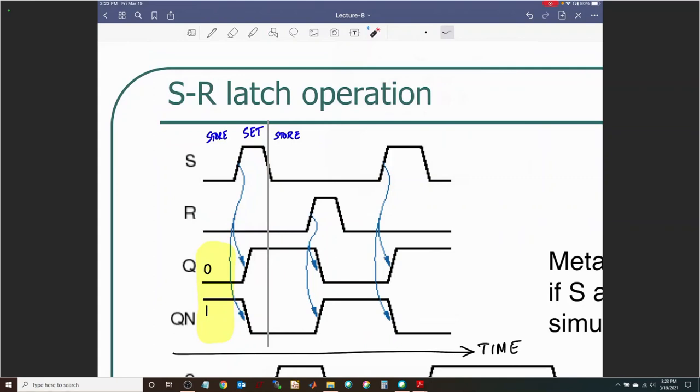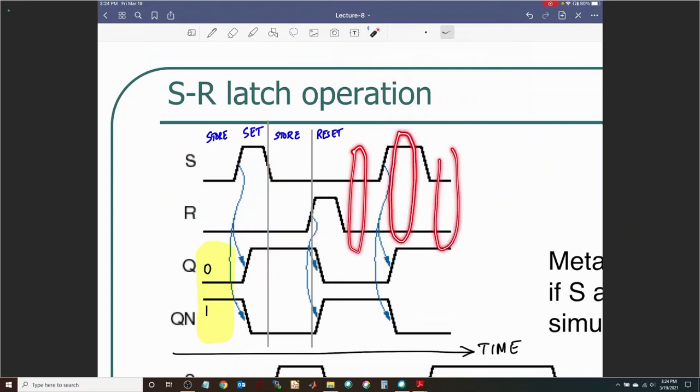And then at some other time, we go for the reset state. I think this is what you were looking at earlier. Over here, we go to a reset state. So, whatever the outputs are, now they are going to jump to a 0. Q is going to jump to a 0 and Qn is going to jump to a 1, complemented. And then you are storing it here. S is 0 and R is 0. And then you are setting it here. And then you are storing it here, right? So this simplistic timing diagram is going between only three states: store, set, reset.